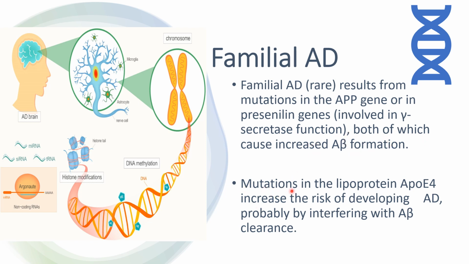Next, a mutation in the lipoprotein ApoE4 also increases the risk of Alzheimer's disease by interfering with A-beta clearance. When there is no clearance or excretion of this A-beta fragment, then there are increased levels of this A-beta fragment, and then they get aggregated to form amyloid plaques.